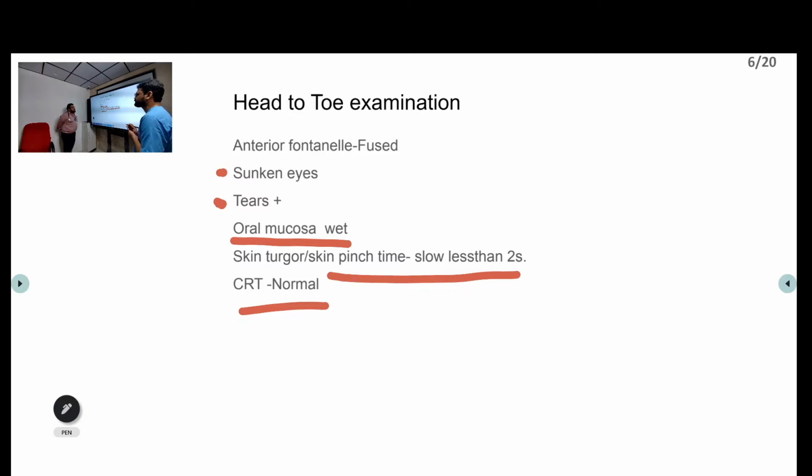So sunken eyes, what does that implicate? That is the only positive finding that you have in here. So sunken eyes, what does that mean? It indicates that the patient is in dehydration. What type of dehydration? Some dehydration. We will come to the discussion.